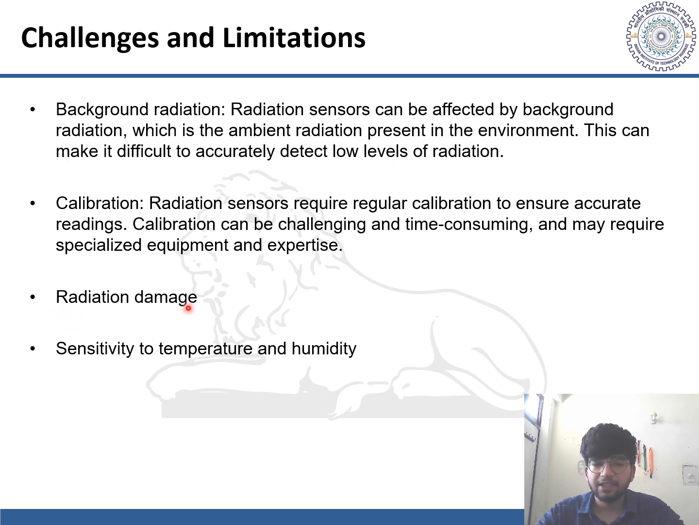And the third challenge is radiation damage. Radiation damage can damage the sensors, which can affect their performance over time. This can be particularly problematic in high radiation environments, or for devices used to detect high energy radiations. And another challenge is sensitivity to temperature and humidity. Temperature and humidity can also affect the measurement conditions of the radiation.